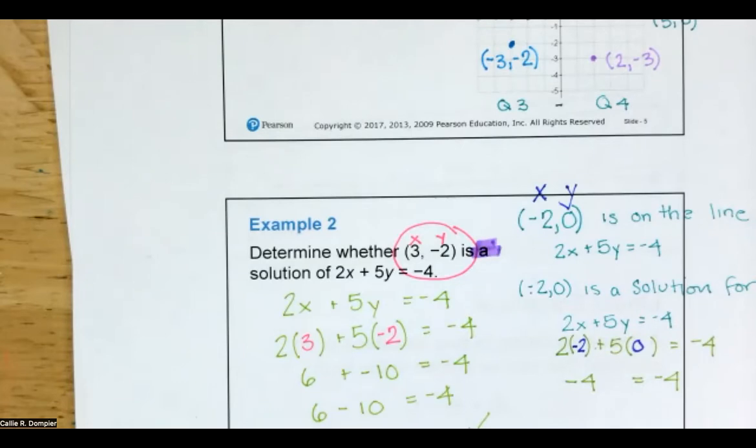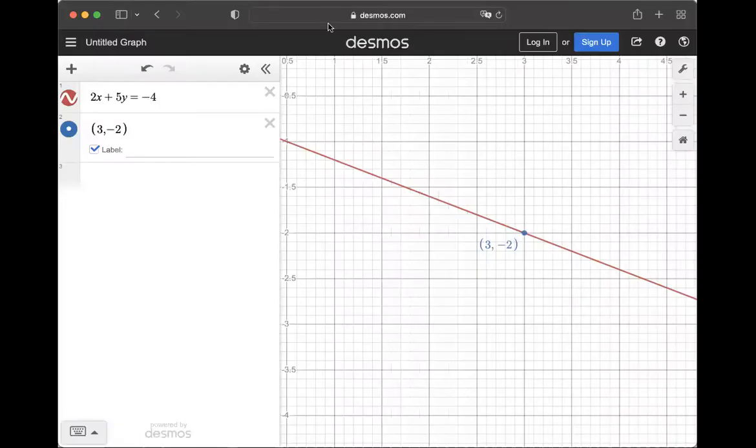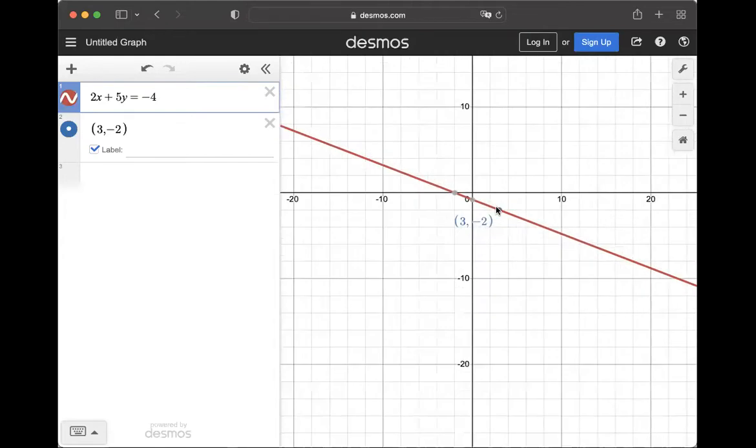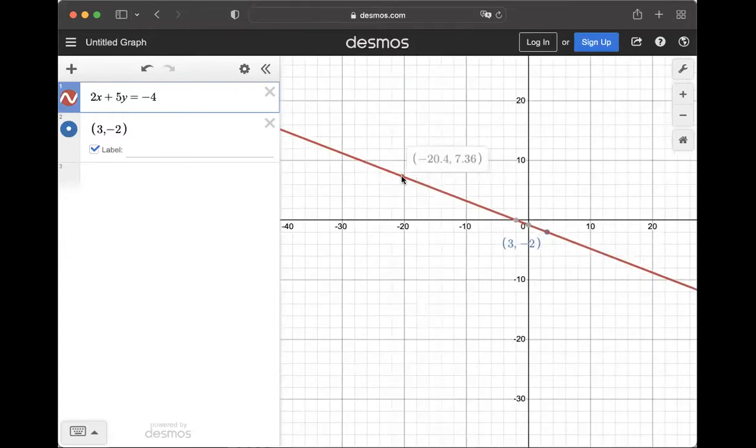Remember, when we look at the whole line, every point on here is a solution. This is a solution. This is a solution. So there's infinitely many solutions. They just picked one point that was easy to graph and said, is it a solution? This is a solution. This is a solution.